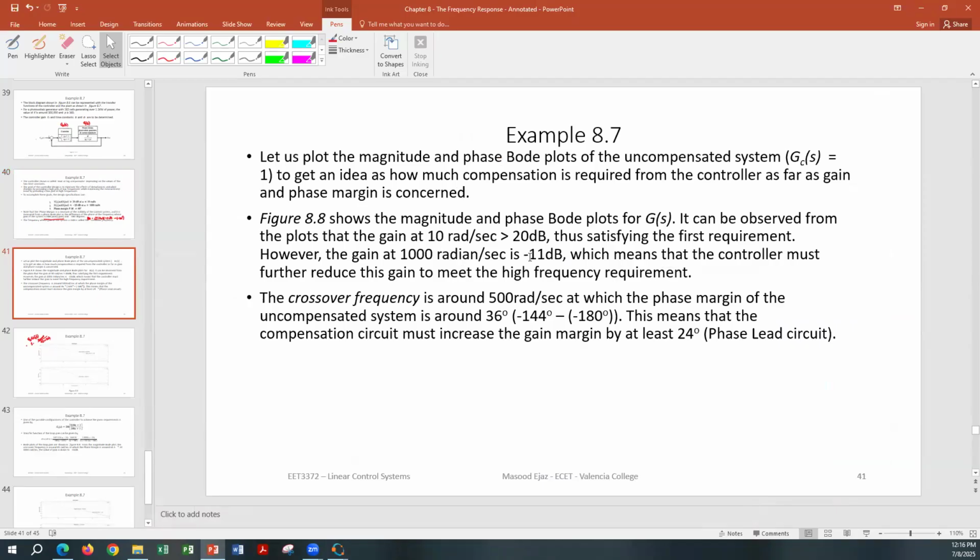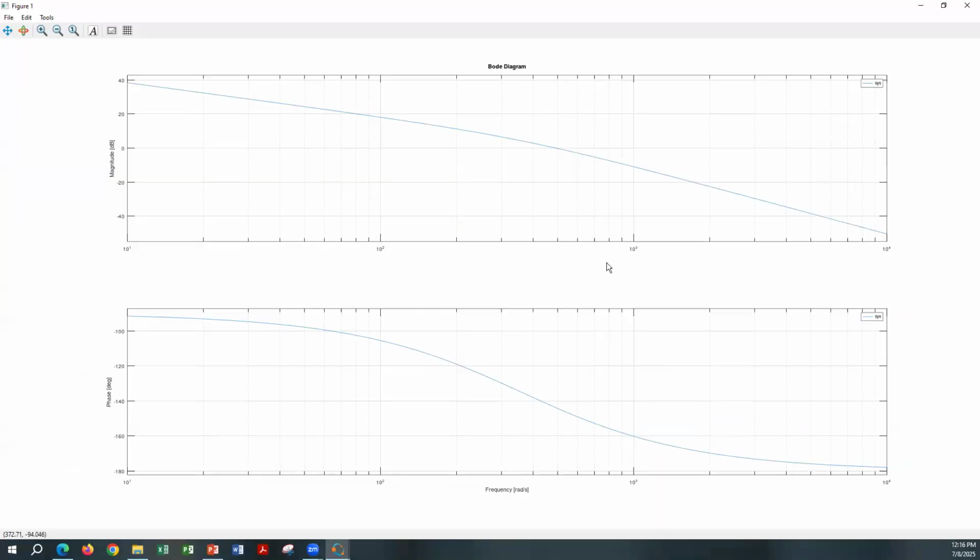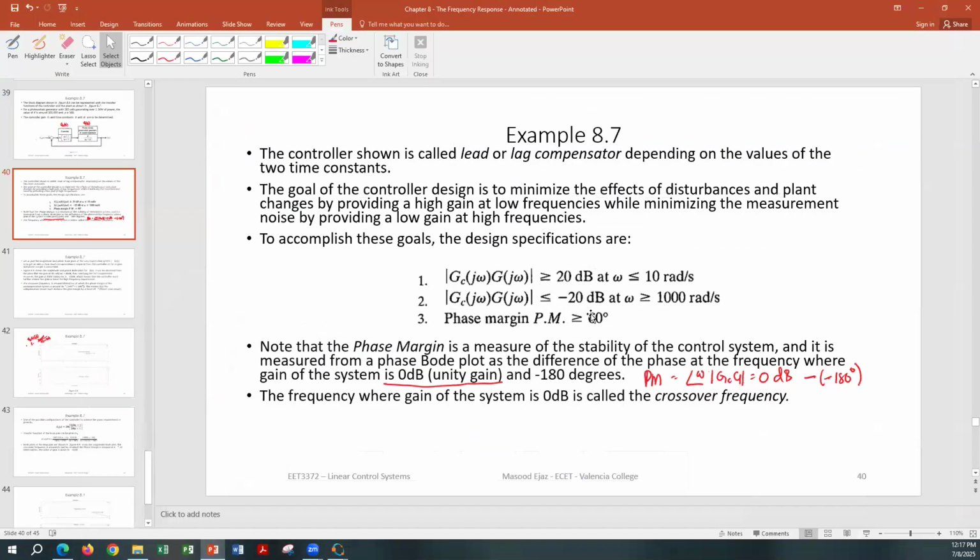However, the gain at 1000 radian per second is negative 11 decibel, because the second requirement was that for greater than or equal to 1000 radian per second, it has to be less than negative 20 decibel. So in the figure, when you go to 1000, which is this 10 to the power 3, your gain is negative 11.4 or negative 11 decibel, which is larger than this requirement because it has to be less than or equal to negative 20 decibel gain. So it's larger than that second requirement. First requirement is satisfied, second requirement is not satisfied.